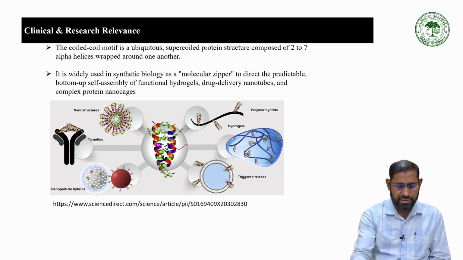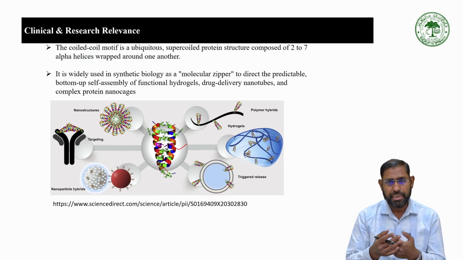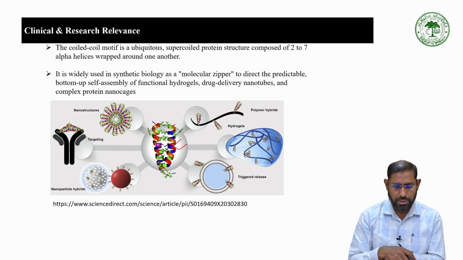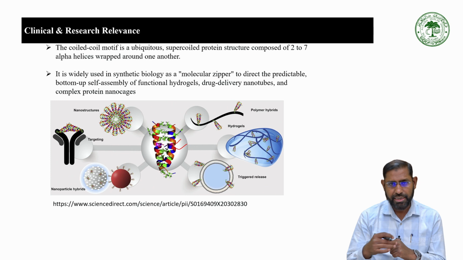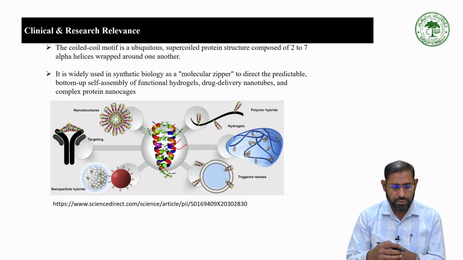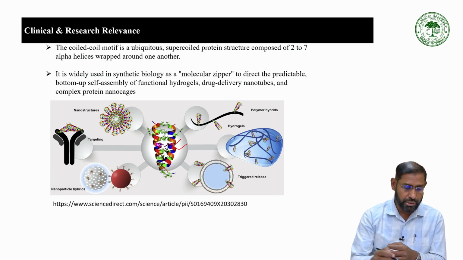The coiled-coil motif is ubiquitous, a supercoiled protein structure composed of 2 to 7 alpha helices, mostly alpha helices, wrapped around one another. This is an alpha helix. We can use the coiled-coil motif for nanostructures. These nanostructures are used as formulations for drug delivery or nanotechnology applications. We can deliver drugs inside the cells, and use other functions as well. And we can also target antibodies in this case.